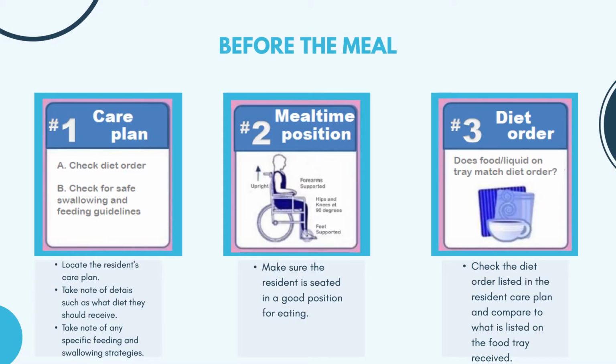Before the meal begins, locate and review the resident's care plan. Take note of details such as what diet order they should receive. Take note of any specific feeding and swallowing strategies that you should use. Make sure the resident is seated in a good position for eating. And check the diet order listed in the resident care plan and compare to what food is actually given on the tray.